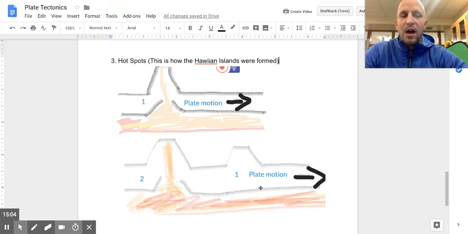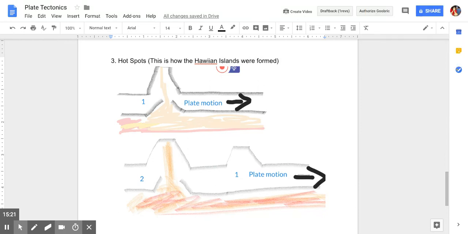Again, pause it here. If you didn't pause, I'm going to go show you a quick YouTube video, and I'm hoping these YouTube videos are working on this. I'll find out as soon as I'm done with this. I'm doing this early in the morning, so hopefully it all works. So this is a YouTube video on how a hotspot created the Hawaiian Islands. So let's go to it, and let's play it.